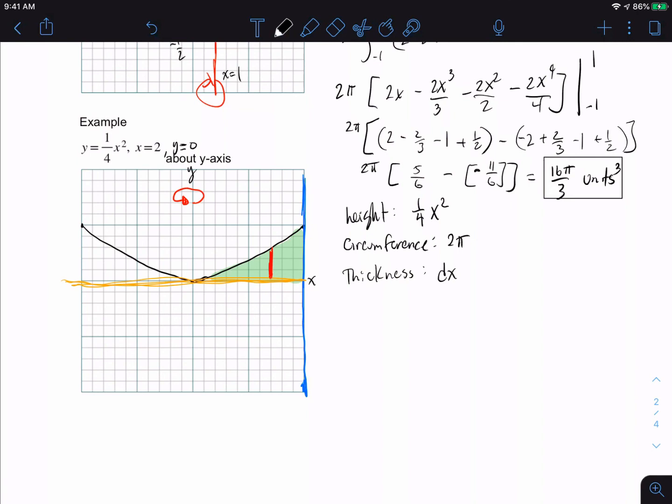What do you guys think the radius is? Now, I'll give you a cool hint with these so you never have to think. If you're rotating along the y-axis and it's a shell method, the radius is always going to be x. If you're rotating along the x-axis, it's always going to be y. So in this case, my radius is going to be x. Are we okay with that?